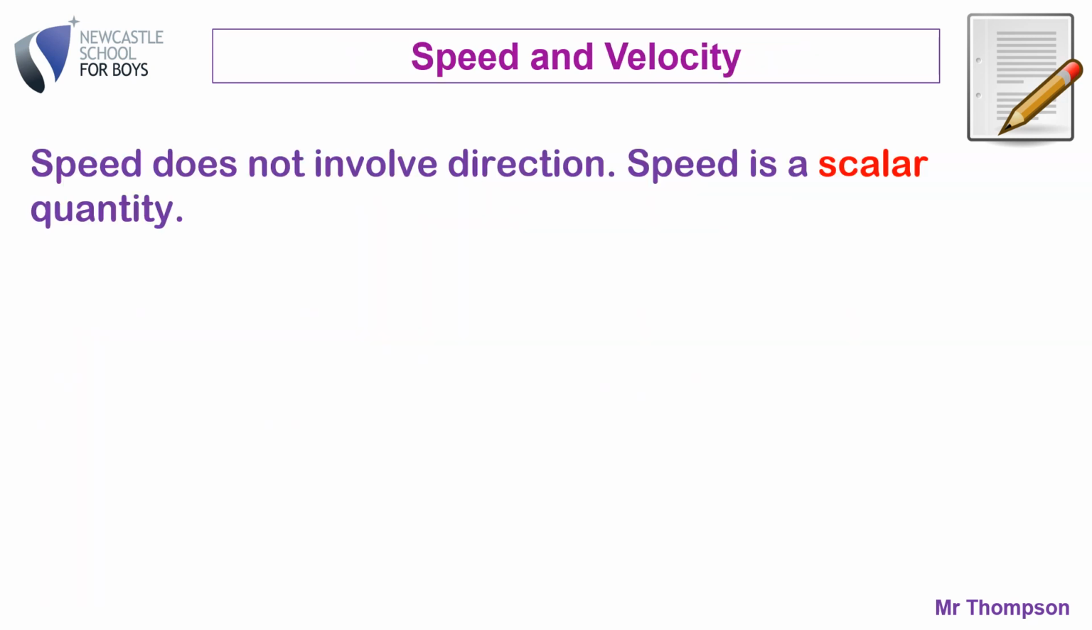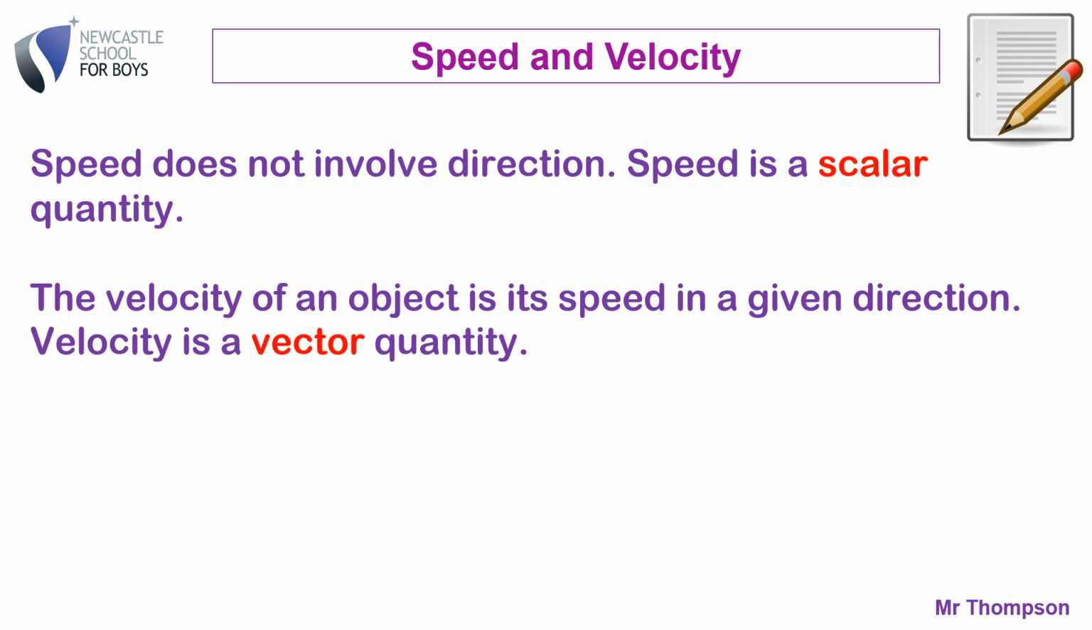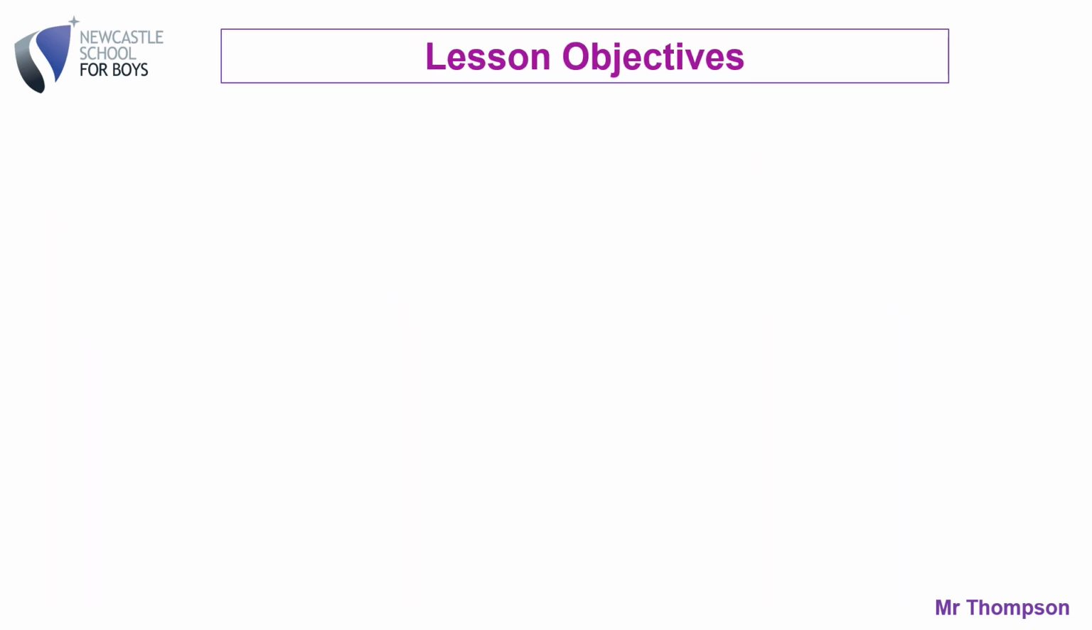And for speed and velocity, the speed here is a scalar, does not involve direction, just tells you how fast you're going in any particular direction. Whereas velocity is speed in a given direction. It's a vector quantity. Again, a velocity can have a minus number, means you're going in the opposite direction.